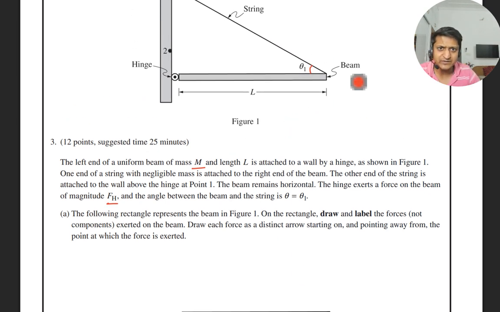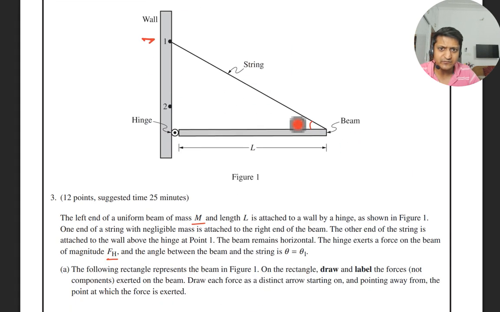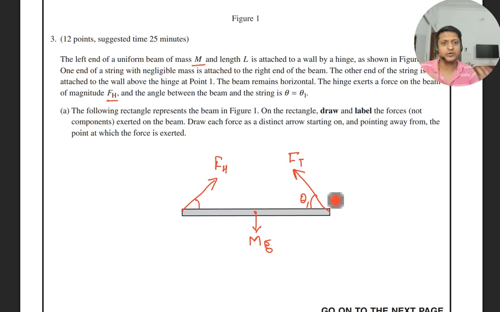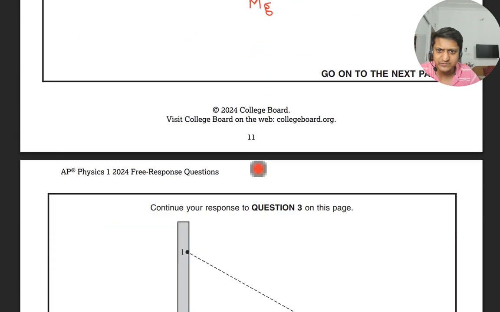As the beam is there and a string is there, this string will put a force in this direction. So you will say that this is theta 1 and there will be a force of tension. Now there is another force, the hinge force at the hinge, that will be opposite to this because the rod is in equilibrium. So this is the first part.